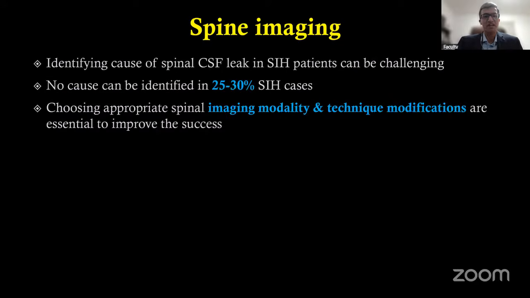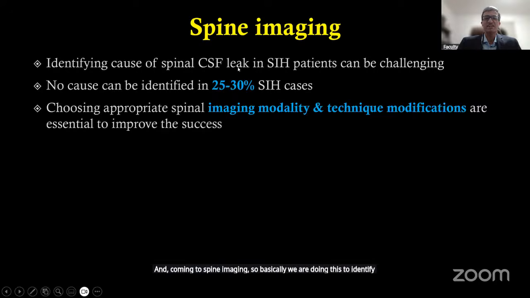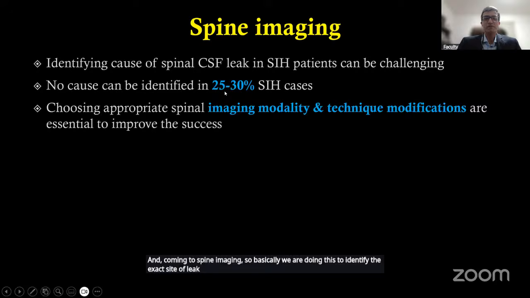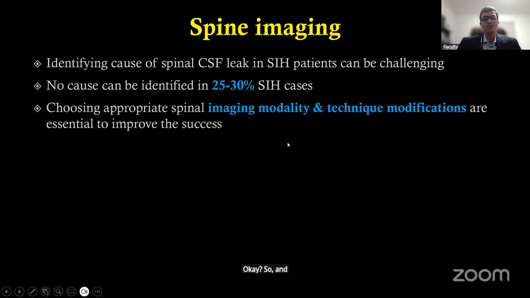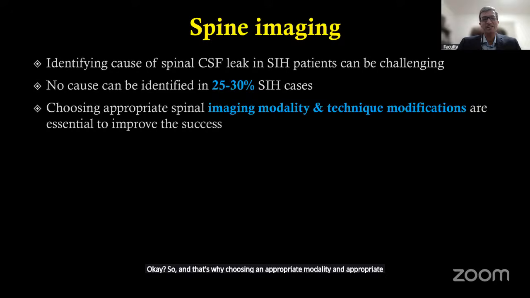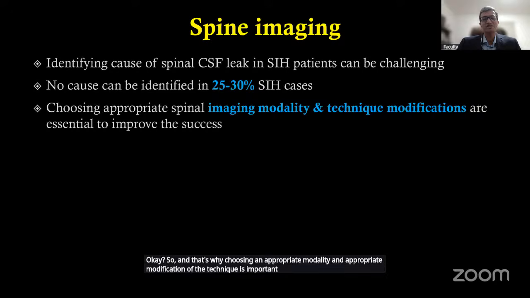And coming to spine imaging. Basically, we are doing this to identify the exact site of the leak, right? And remember, in even 1/4 to 1/3 of the patients, you may not be able to see the leak in the first study. Okay. And that's why choosing an appropriate modality and appropriate modification of the technique is important, so that your success rate improves.